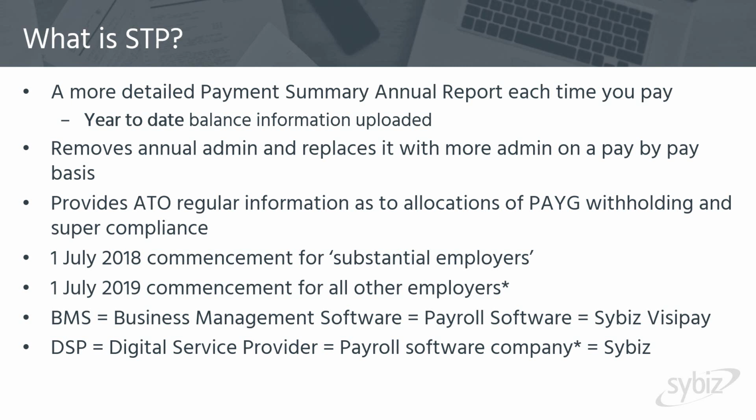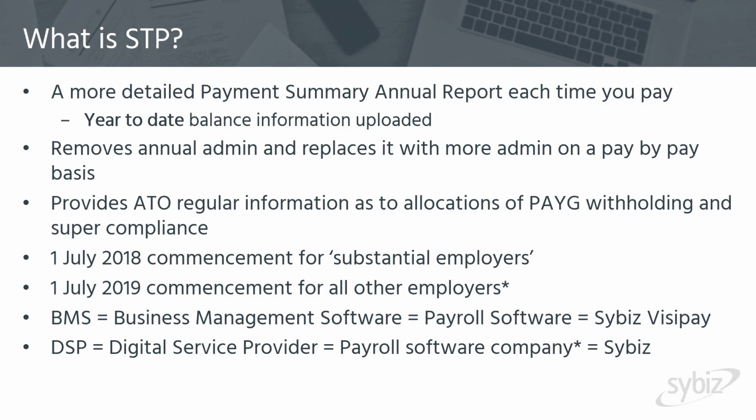So that makes it easier if you do have modifications and adjustments, because you are always sending the cumulative balances for the year-to-date. It's much easier and much less hassle to do adjustments as time passes. And in a broader sense, it removes the annual administration associated with the payment summary annual report, but it replaces it with more admin on a pay-by-pay basis. So when you get to the end of the financial year, your first year of doing Single Touch Payroll, you would have spent more time on the payroll admin process, but on the upside, you won't have to do the payment summary annual report. Although there are some circumstances that you will need to do that, which we'll cover a little bit later on.